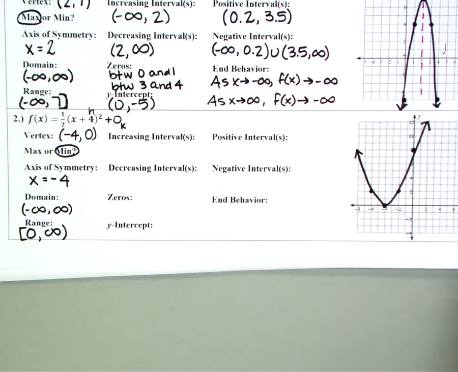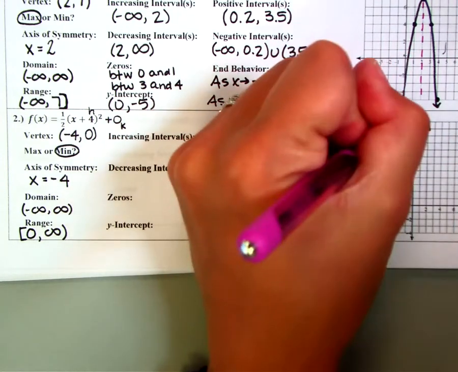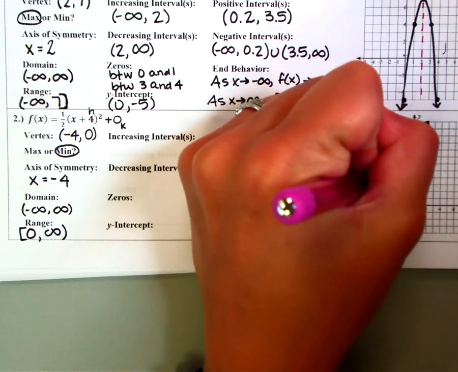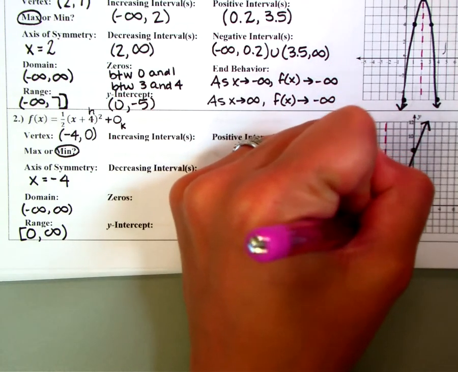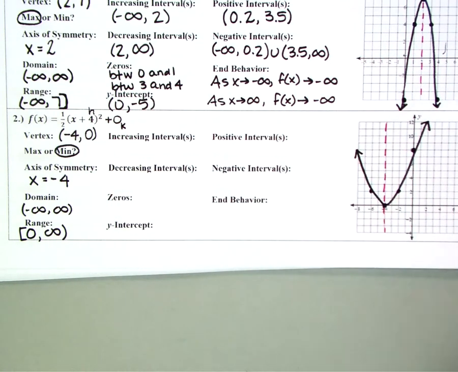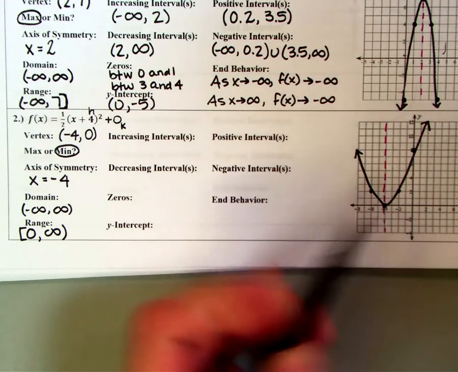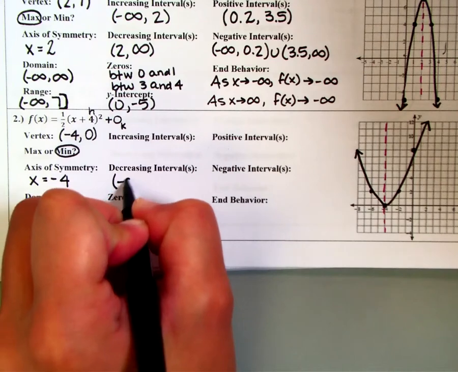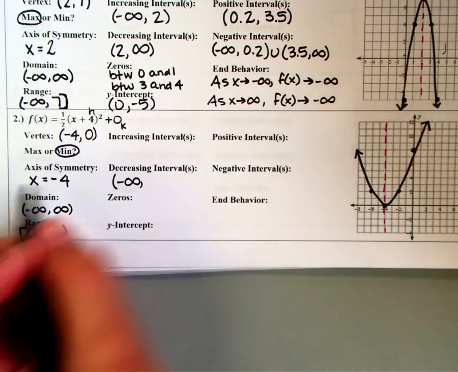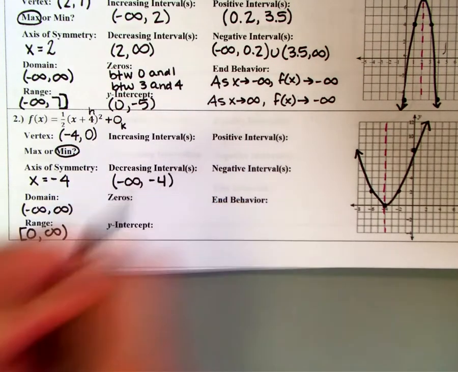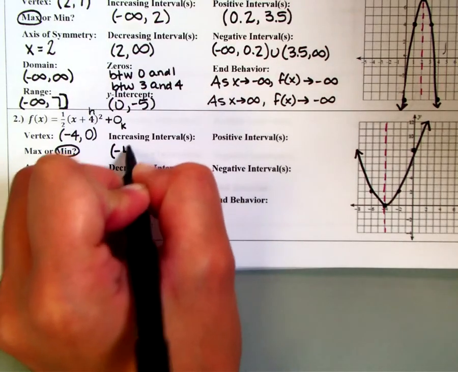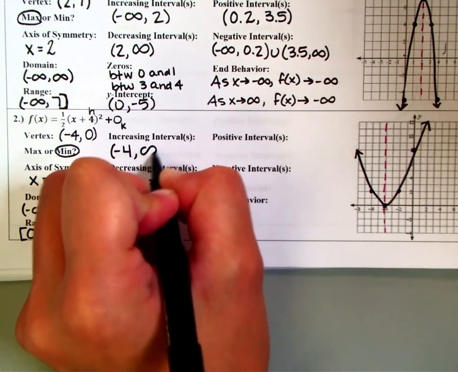My axis of symmetry goes through the vertex. It's a vertical imaginary line, so we'll have x equals -4, which helps us figure out increasing and decreasing intervals. We start by decreasing, so we decrease from the beginning of the domain until that axis of symmetry, so until -4. And we increase from that axis of symmetry until the end of the domain.